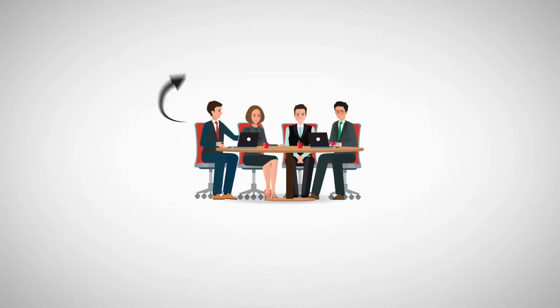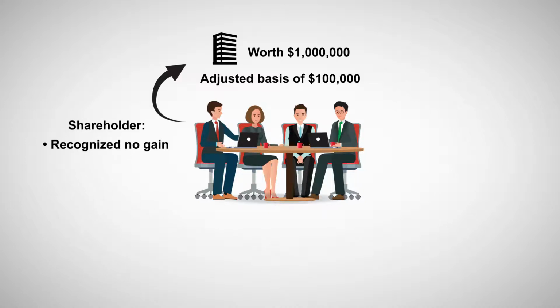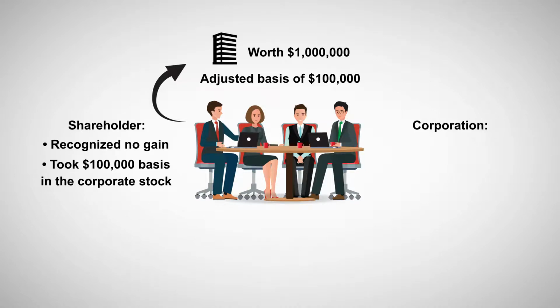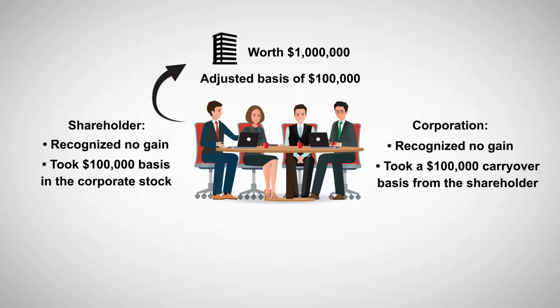Consider the example above of a corporation formed by an individual taxpayer contributing a building worth $1 million, but having an adjusted basis in the shareholder's hands of only $100,000. The shareholder recognized no gain by reason of the contribution, but rather took a $100,000 basis in the corporate stock received. The corporation also recognized no gain upon receiving the building, but rather took a $100,000 carryover basis from the shareholder.